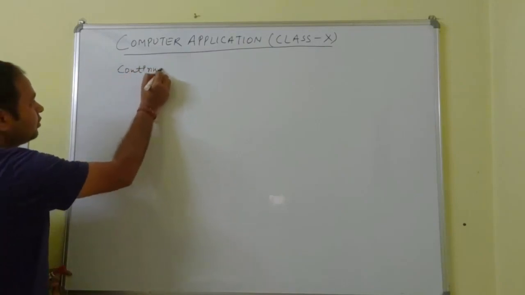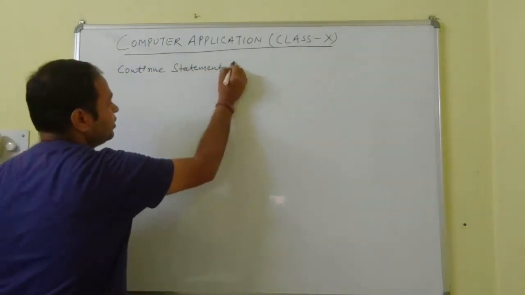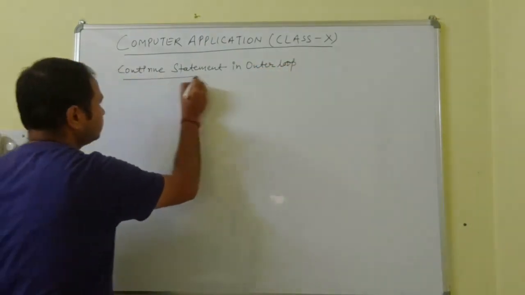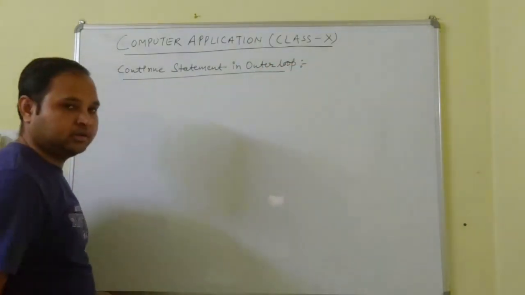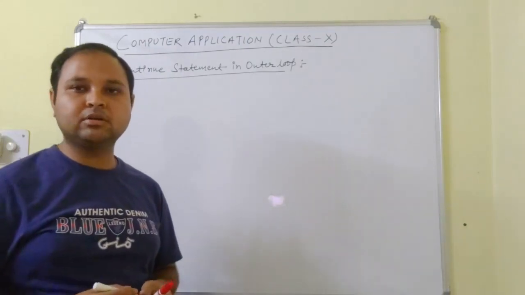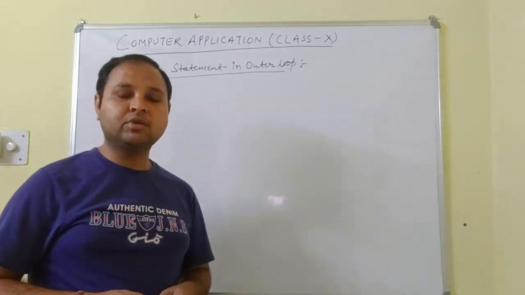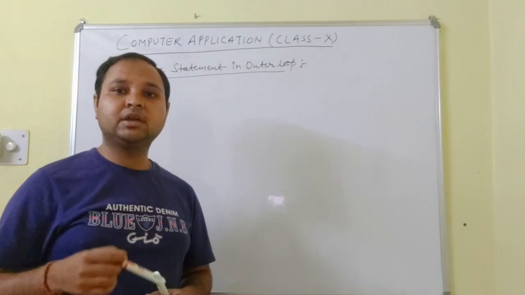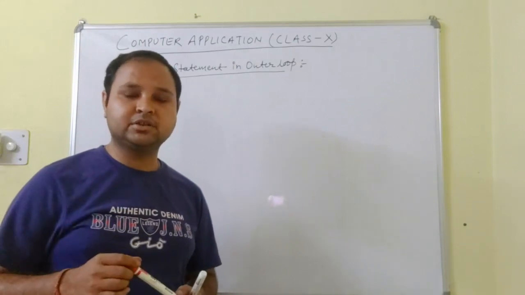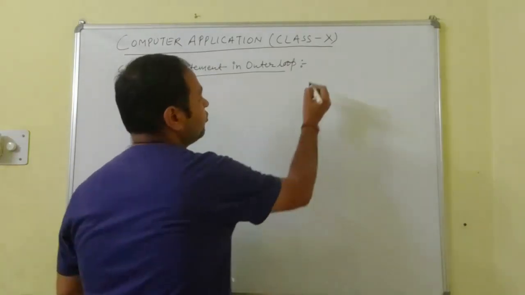Continue statement in outer loop. As in the earlier example you have seen, the continue statement in the inner loop skips the execution of the remaining statements of the inner loop. So the continue statement in the outer loop also works in the same way. It skips the execution of the remaining statements of the outer loop and goes for the next iteration of the outer loop.